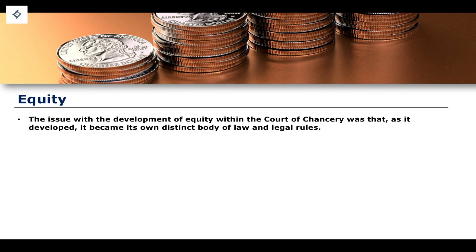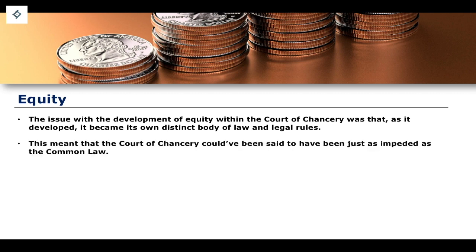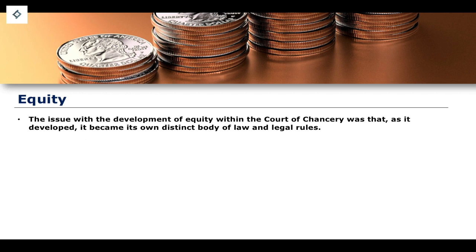So the issue, what we find ultimately with the development of equity and the Court of Chancery, is that as it begins to develop, it begins to essentially take on a role of its own as a distinct body of law and legal rules. Whereas equity was seen as a very flexible, almost precise tool for the application of rules to specific cases.